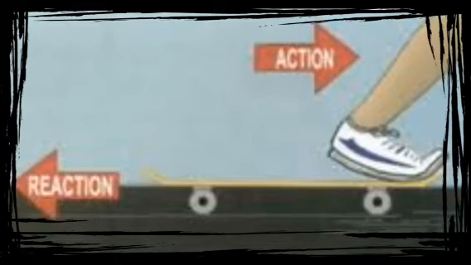This is an example of Newton's third law. Newton's third law states that for every action there is an equal and opposite reaction. In our example, the ball rolled up against the wall and came back in an opposite and equal reaction.